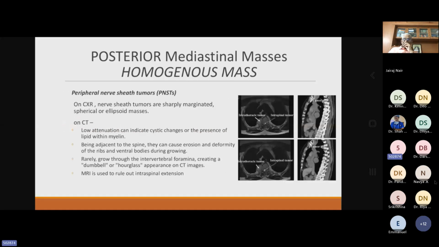On chest X-ray, nerve sheath tumors are sharply marginated, spherical or ellipsoid masses. On CT, low attenuation can indicate cystic changes or the presence of lipid within the myelin. Being adjacent to the spine, they can cause erosion and deformity of the ribs and vertebral bodies during growth. Rarely, growing through intervertebral foramina, they create a dumbbell or hourglass appearance on CT images. MRI is used to rule out intraspinal extension.